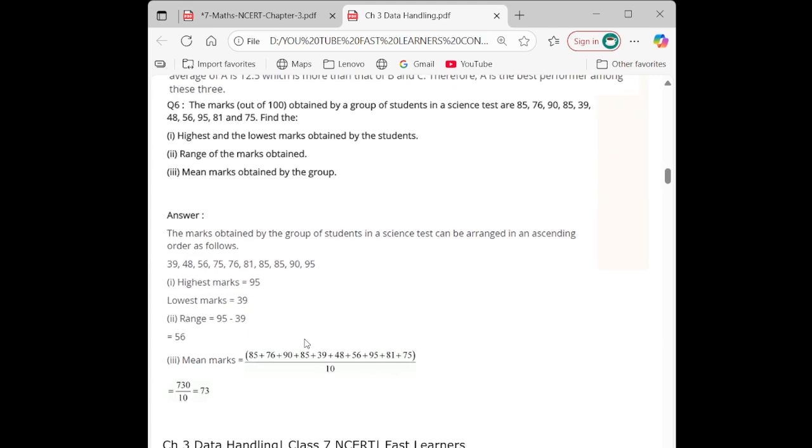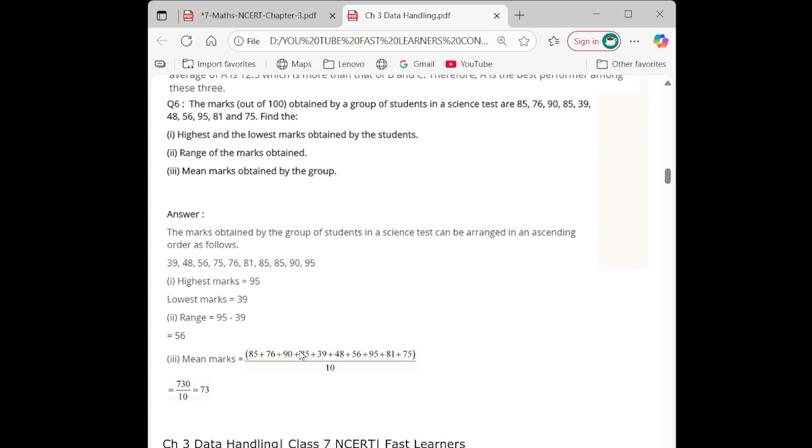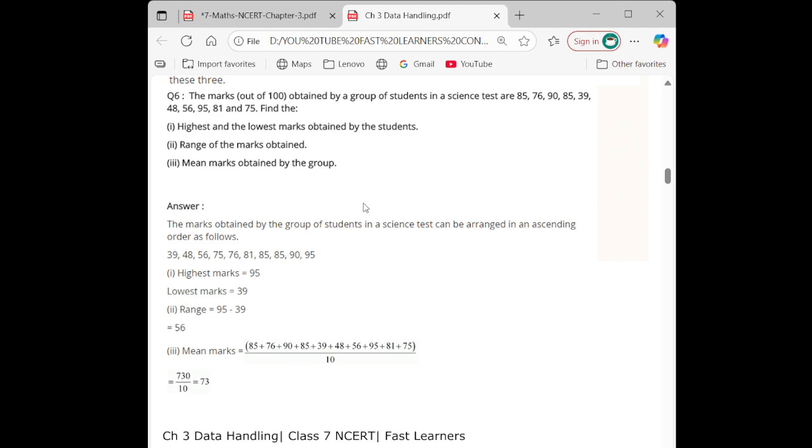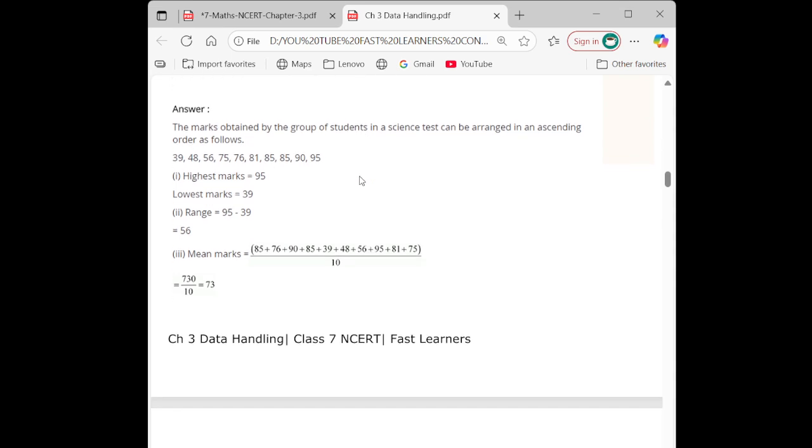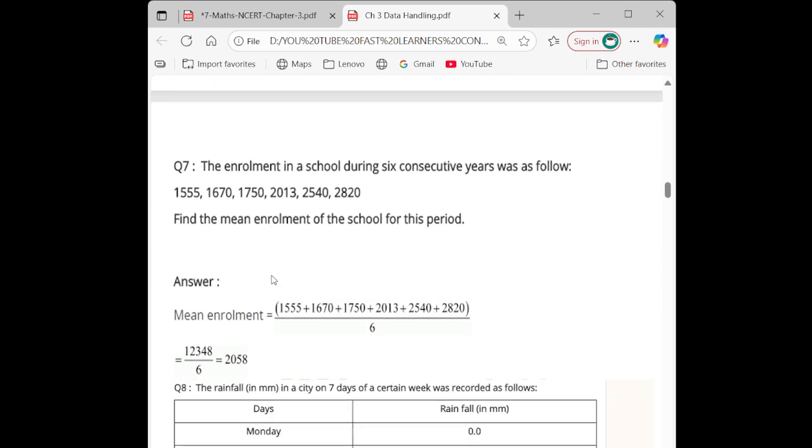The marks out of 100 obtained by a group of students in a science test. So you're given the highest and lowest marks obtained by the students, and the range and the mean marks obtained by the group. See here, you need to arrange the data in ascending order first. Whenever you need to find out the range, please arrange the data in ascending order, starting with the smallest one to the biggest one, and that is how you can find out the range of the data. For mean marks, you will use the same formula and find out the answer.